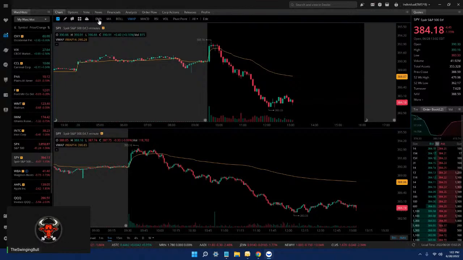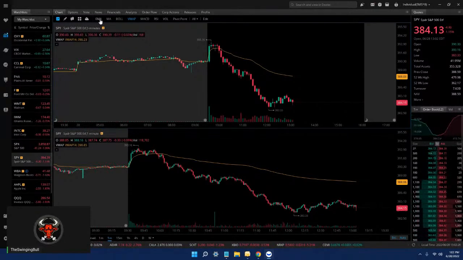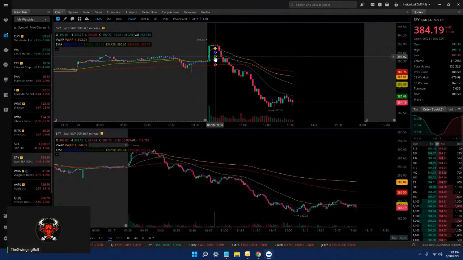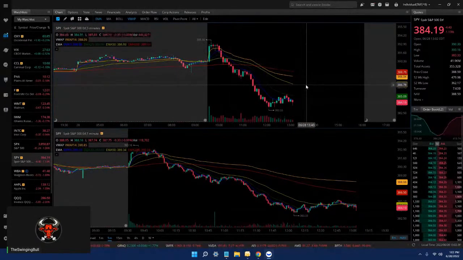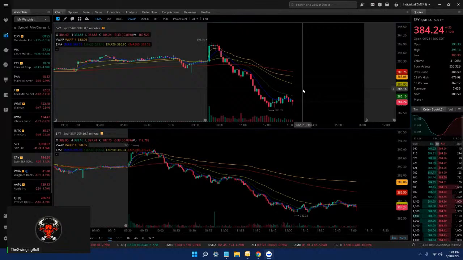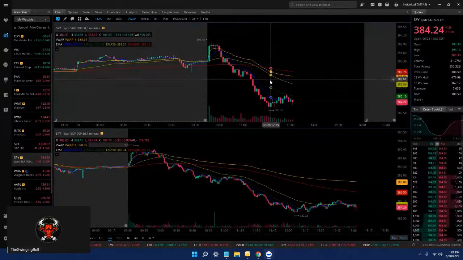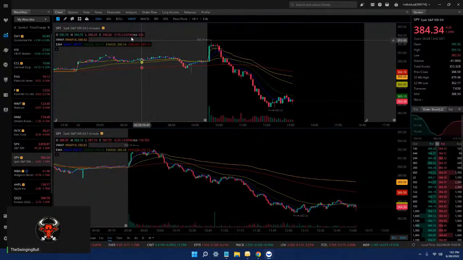Another little tip here about the moving averages for anyone listening. I use the EMAs for day trading, the exponential moving average. These moving averages get plotted out, and they're a little bit more reactive to the price action, to sudden price moves. That's why I like the EMA for intraday.